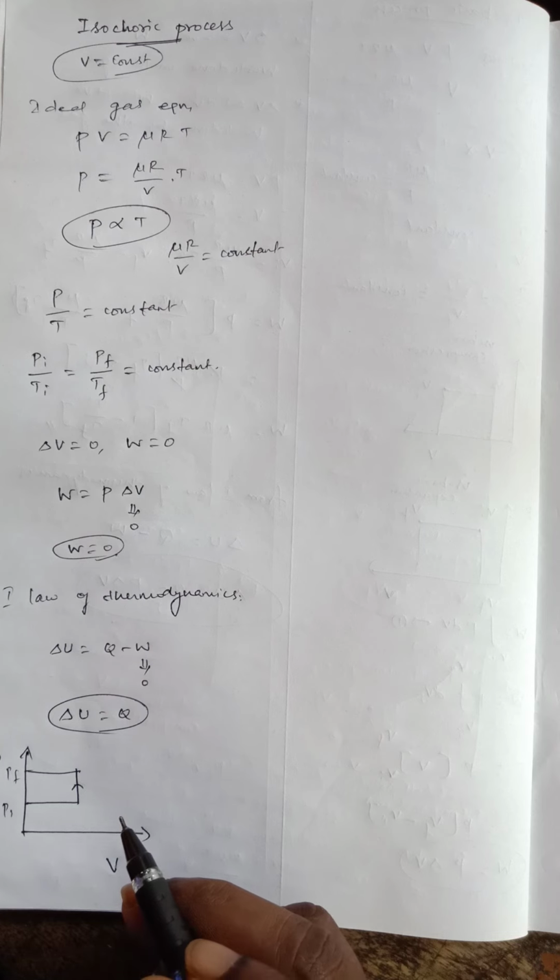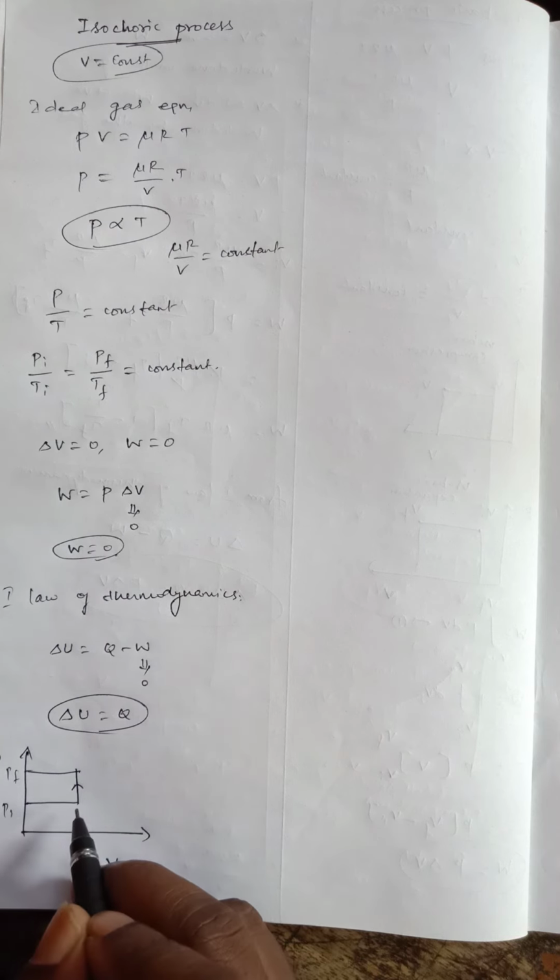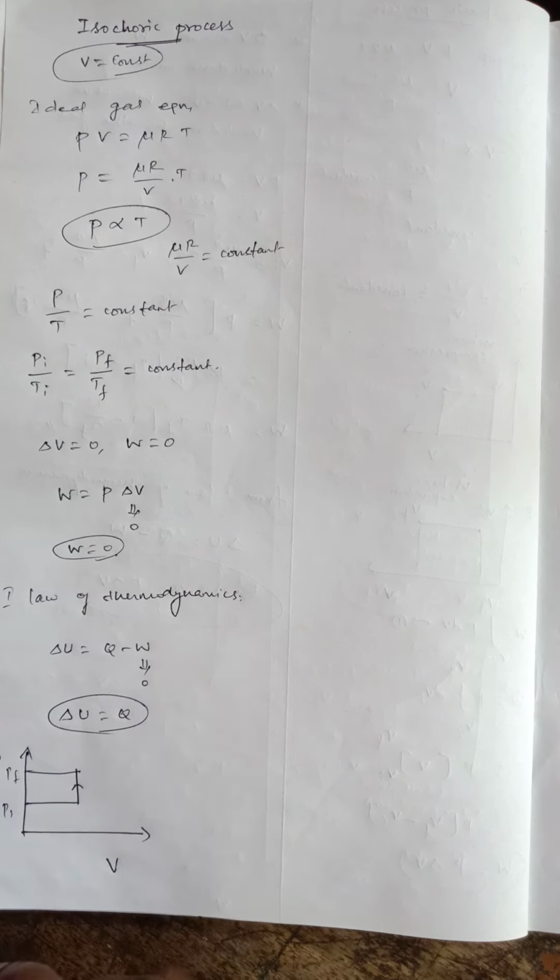In the case of expansion, the arrow will be downwards. Here is Pi, here is Pf.